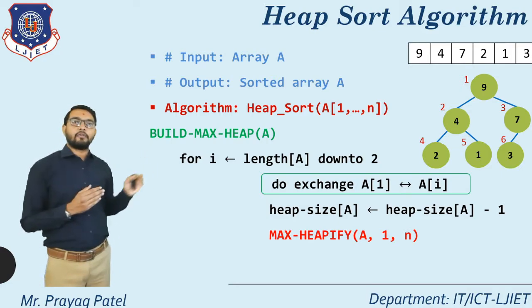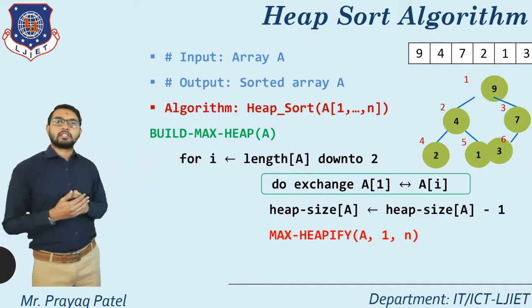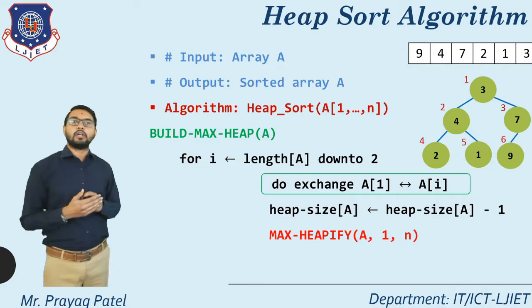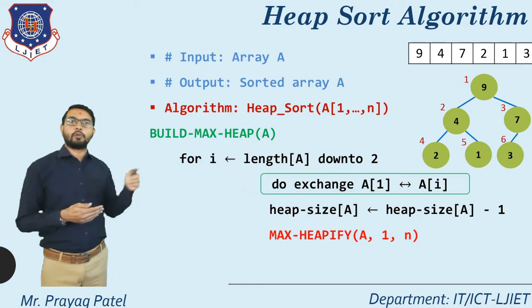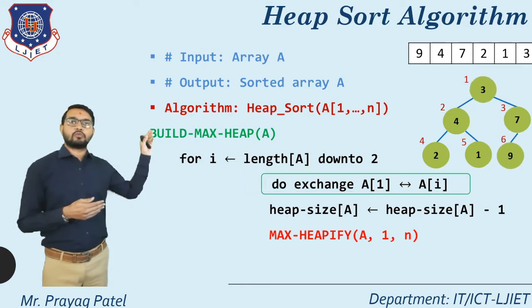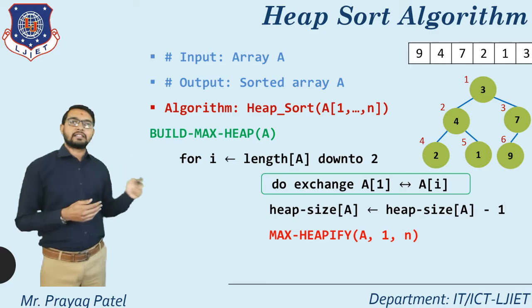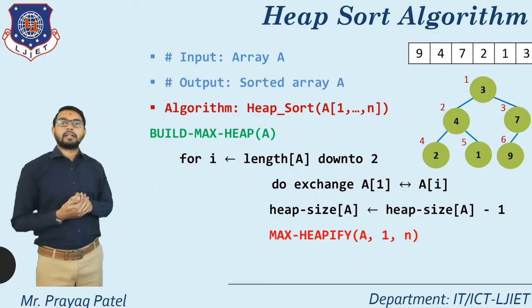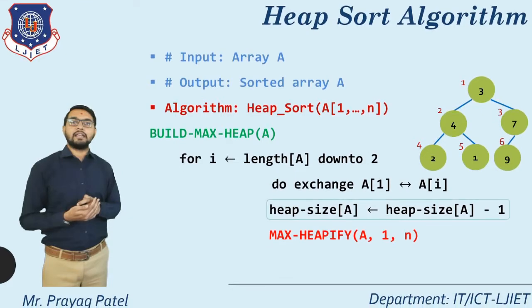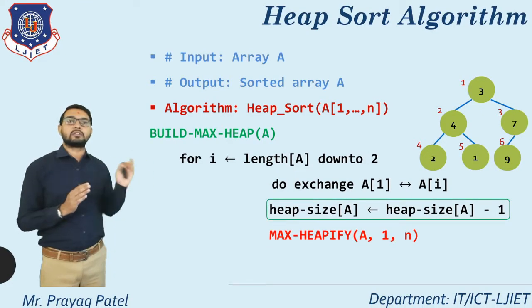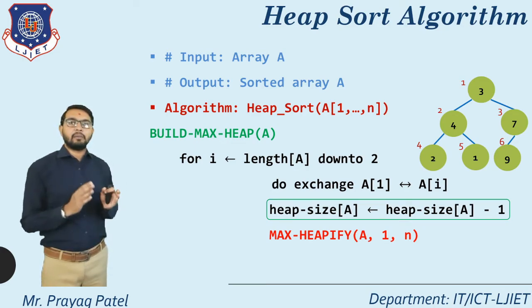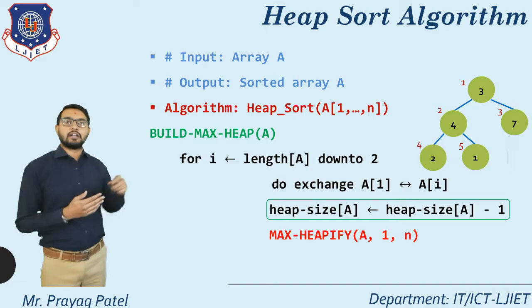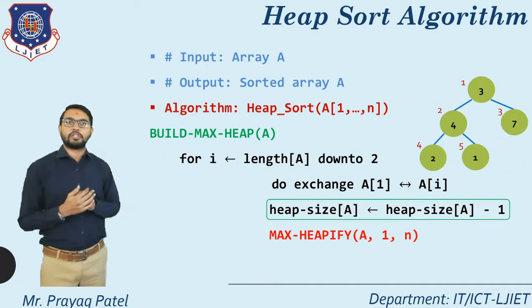Now here consider I equal to 6, because length of A equal to 6. So here consider A of 1 exchanged with A of I, means A of 6. So here consider the swapping of node number 3 and node number 9, because we already saw that here 9 is at its proper root node position and 3 is at the last position. So swap 3 and 9 according to exchange A of 1 with A of I. After that, the next function is heap size A equal to heap size A minus 1. Means you remove one element from the heap tree, decrementing the size of the heap tree. So here consider the last node, remove the last node at position 6.